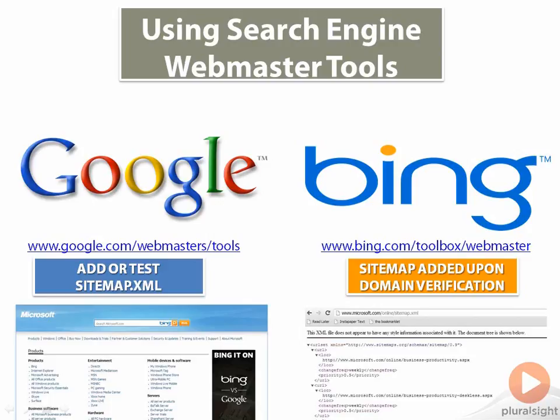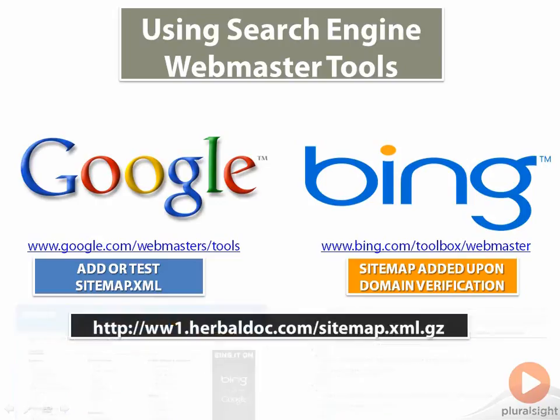To add an XML sitemap to Google, you must go to the Optimization tab in the Webmaster Tools and select the sitemap option. Bing, on the other hand, asks for your XML sitemap when you're verifying your domain. An easy way to find a sitemap is to look at the root of your domain. For example, here is HerbalDoc's sitemap. Once you locate your sitemap, you will add the URL to the Webmaster Tool.